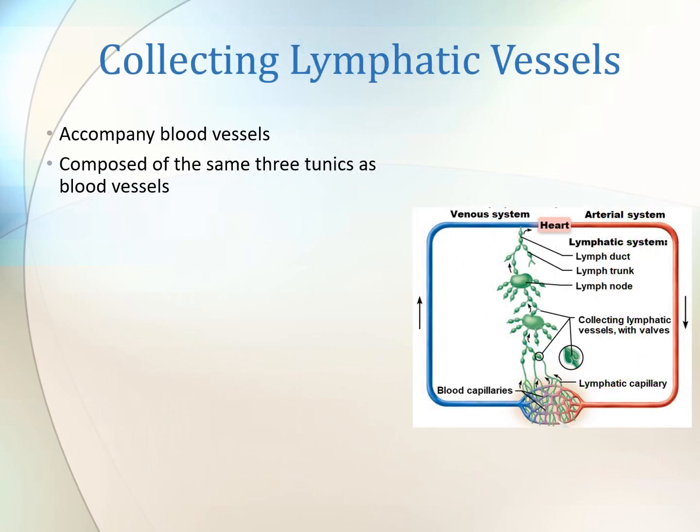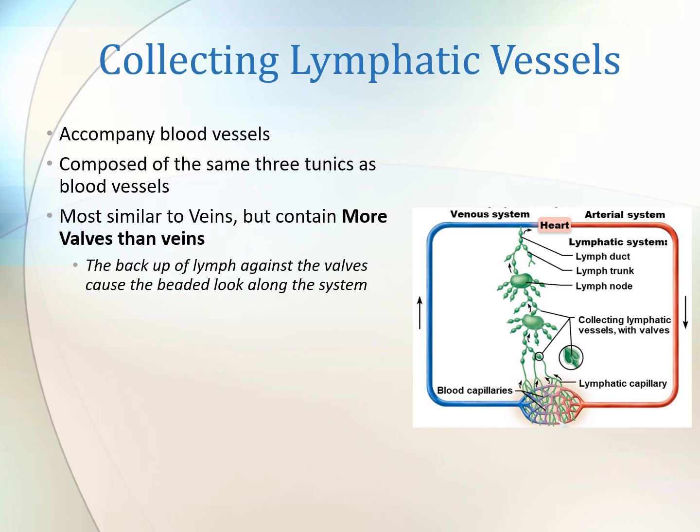So once the lymph gets into those lymphatic capillaries, it's all going to merge into these collecting lymphatic vessels. And these guys are pretty much going to run with the blood vessels. So they're very similar to blood vessels. They even have the same 3 layers or tunics that we talked about in the vascular lecture. So they're very similar to veins structurally, but they do have even more valves.